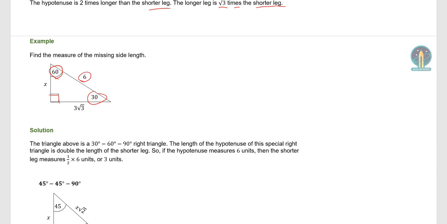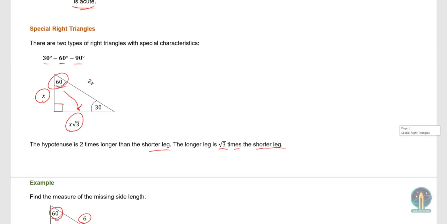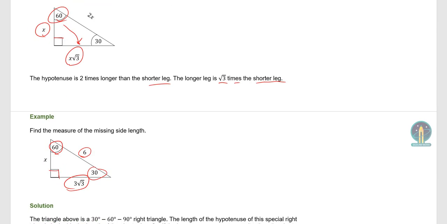Hypotenuse is 6. And the long leg opposite to the 60-degree angle is 3 square root of 3. So again, based on what we discussed above, the hypotenuse will be twice the shorter leg. So if the shorter leg is x and the hypotenuse is 6, then 6 has to be equal to twice x. Or we could have said x equals half of 6, which is equal to 3.